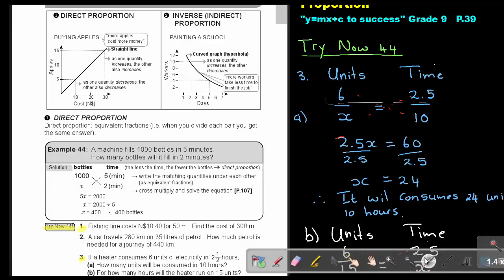Remember, proportion can be divided into direct proportion and inverse or indirect proportion. Direct proportion: if the one goes up, then the other one also goes up. If the one goes down, then the other one also goes down. Whereby in indirect proportion, if the one is up, the other one is down. So if I decrease this one, what will happen? This one will increase. So if the one decreases, the other one increases. And if this one decreases, then this one will increase. Okay, so let's go to the examples.